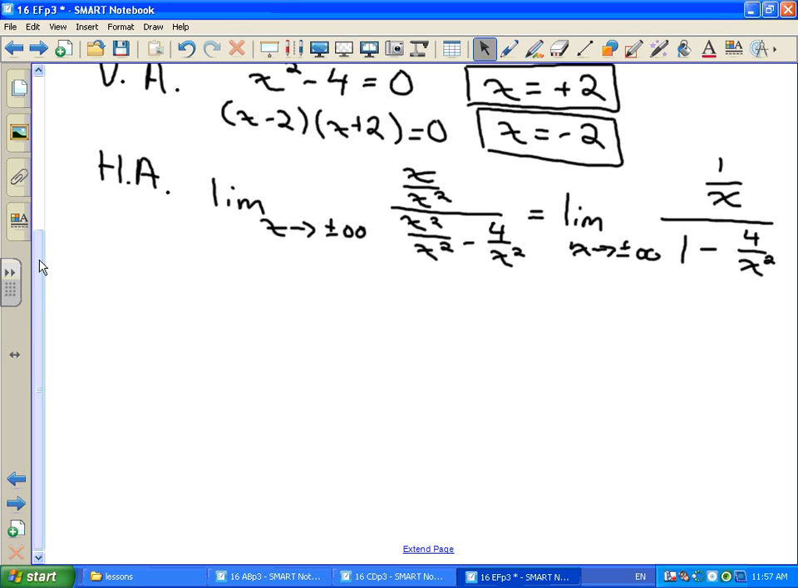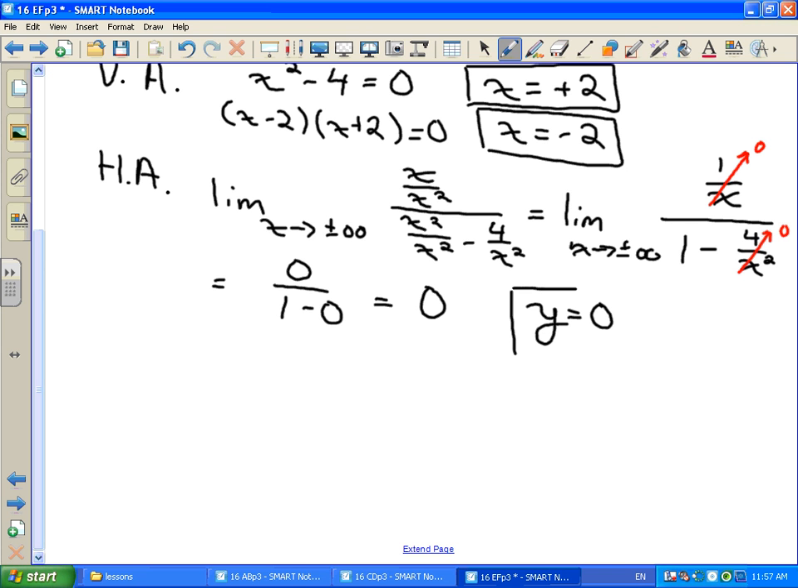And what we remember is that as we take our limit, as x gets very, very large or very, very small, all terms that are some number divided by x or x squared or x cubed go to 0. So we're going to be left with 0 divided by 1 minus 0, or just 0. So our horizontal asymptote is y equals 0.